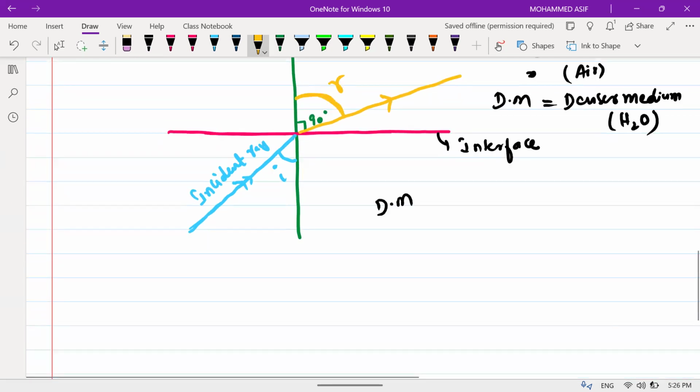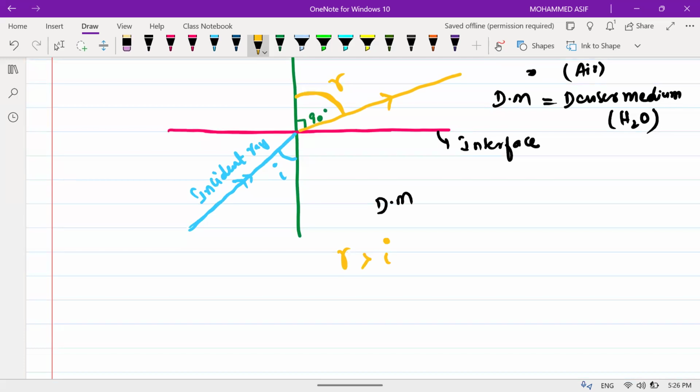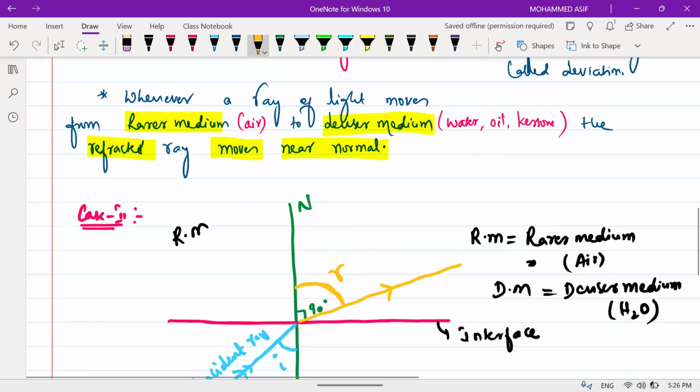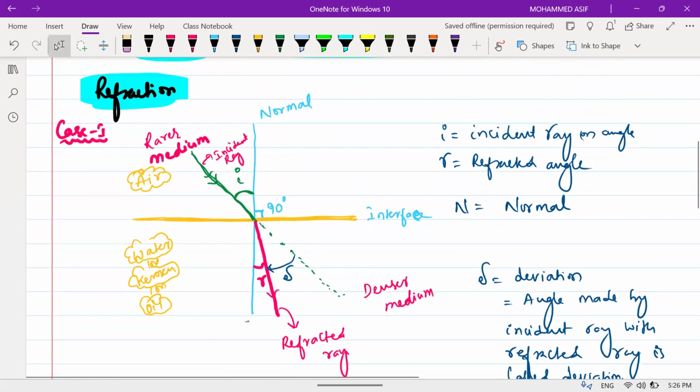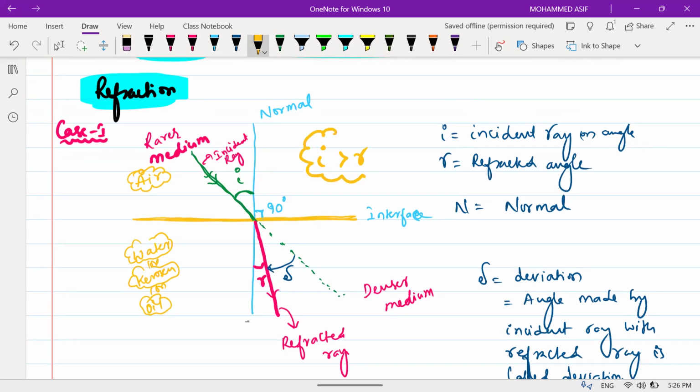Okay. Now see here, R is greater than I. Angle of refraction is greater than I. In the previous case, angle of incidence was greater. Here, I is greater than angle of refraction.